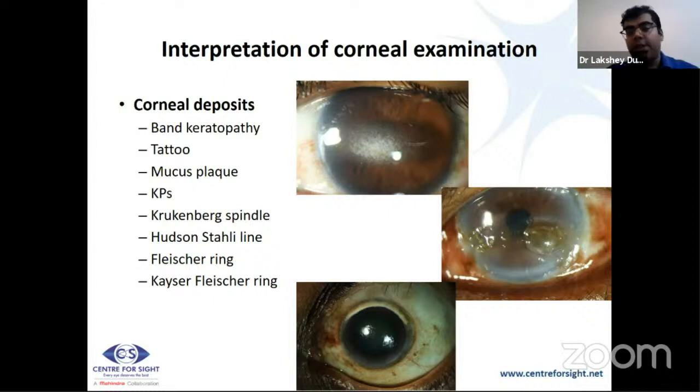Kayser-Fleischer ring, KF ring. This is at the level of Descemet membrane. This is seen in Wilson's disease. This is copper deposit, which appears as brown or green.